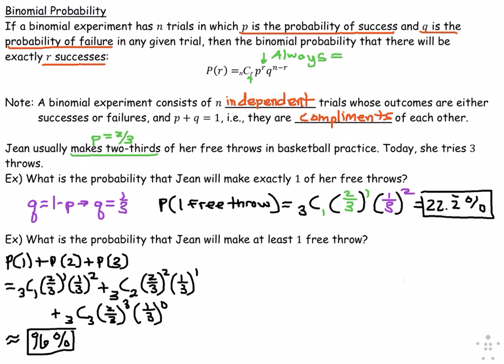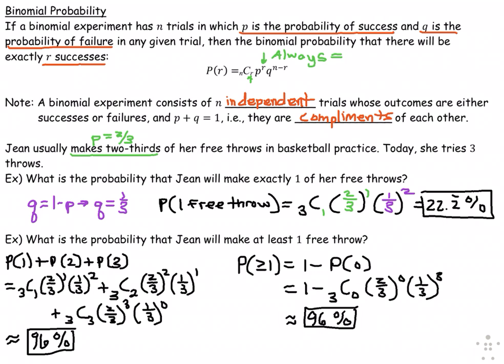Calculating three separate probabilities doesn't take too much work, but there is an easier way to solve this kind of problem. Use the complement. How about Jean will make no free throws? And we find that we arrive at a similar answer.